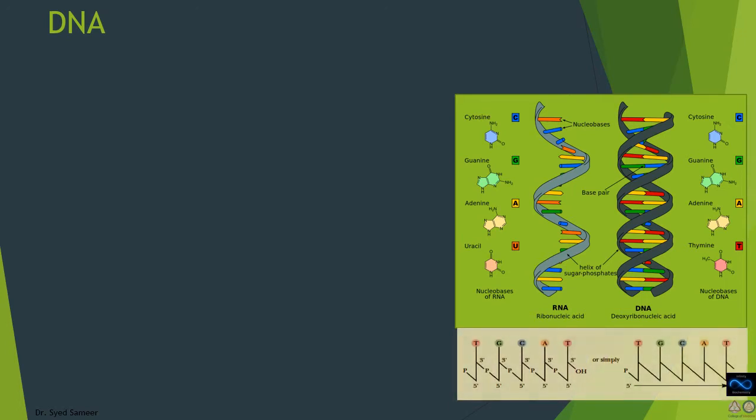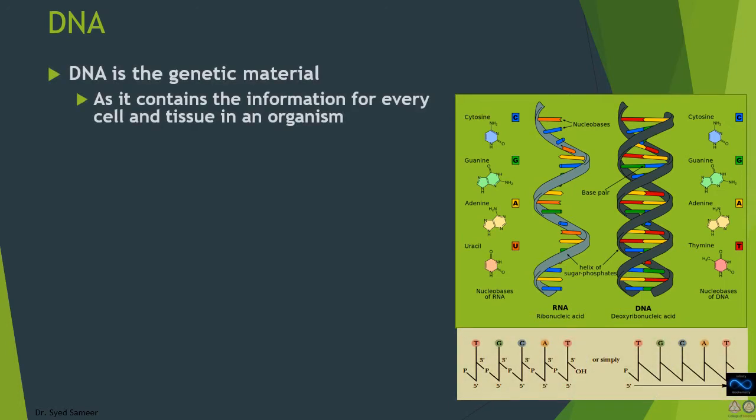Out of these two polynucleotides, DNA is most important because it makes up the genetic material in all living cells and tissues. It contains the information which is stored in it and which is replicated, transcribed, as well as translated for the cell to function and exist.